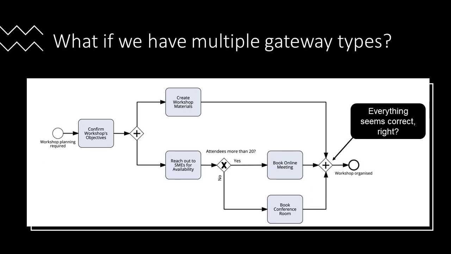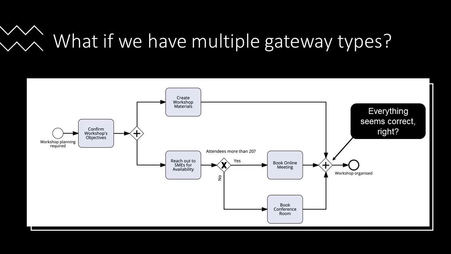In this last example, we have an interesting situation where we have multiple gateway types, both parallel and exclusive. We can see that we have an opening parallel gateway and an opening exclusive gateway. However, we only have a parallel gateway closing both opening gateways. This should be corrected, and Signavio also will indicate that there is an error here.